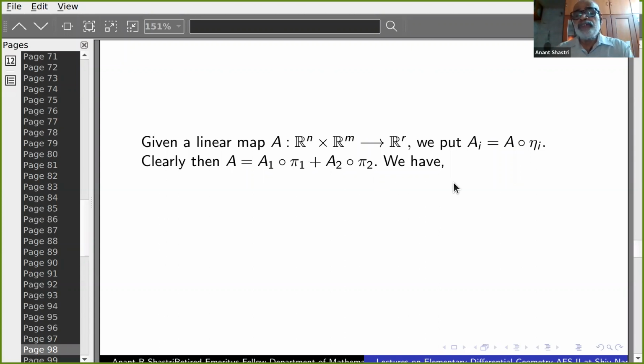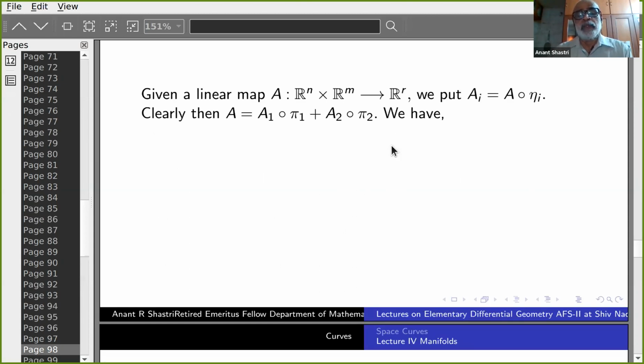So this is similar to writing a block matrix and cutting it halfway. You have an r times (m plus n) matrix. You can write it as an r cross n matrix followed by an r cross m matrix. That is all in matrix terms.